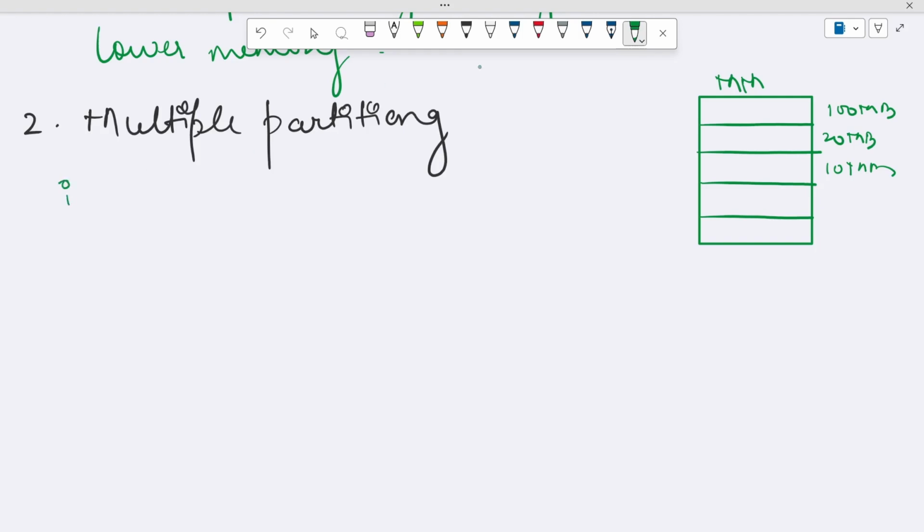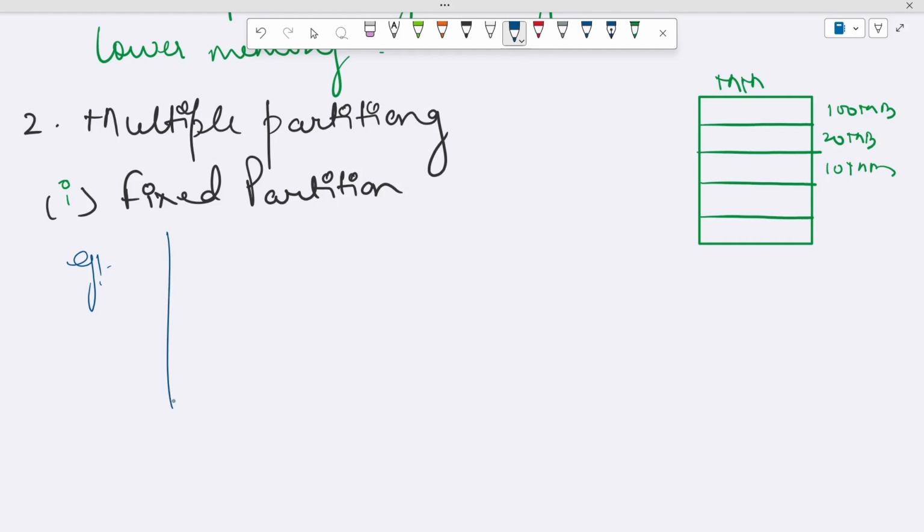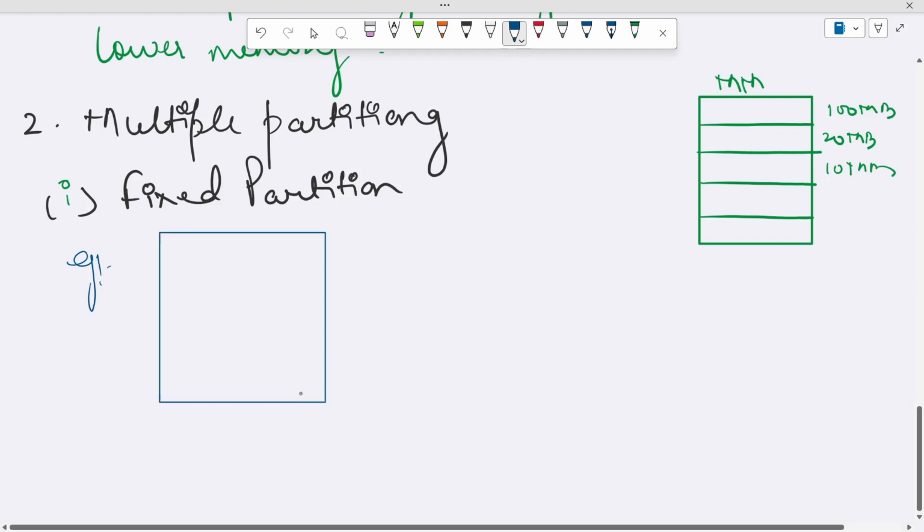Let's first discuss fixed partition contiguous memory management. Now what happens in the fixed case? The main memory is divided into several fixed-size partitions. With the help of an example, let's understand. This is a main memory, divided into fixed partitions.